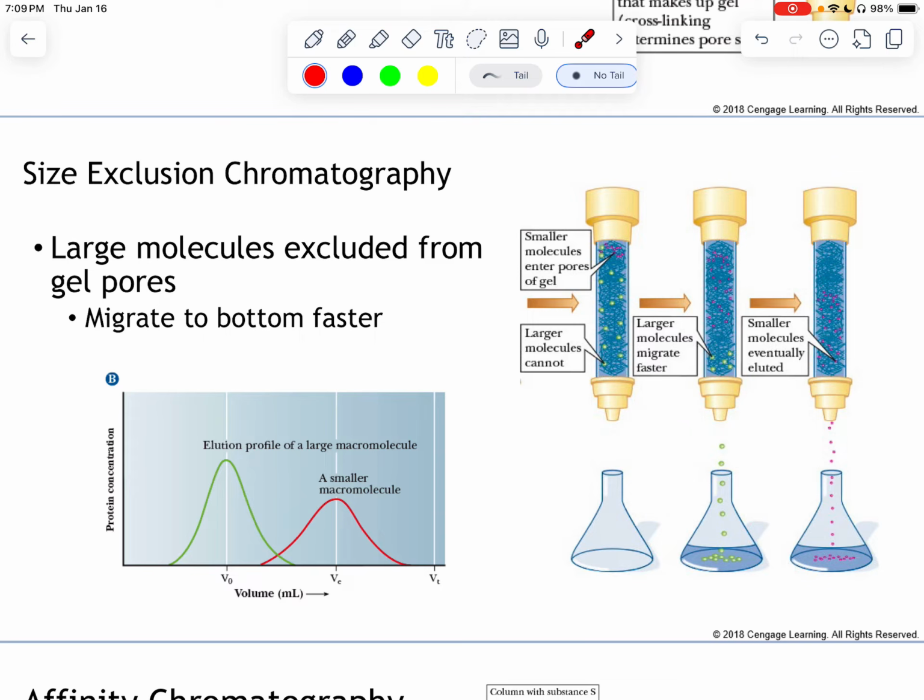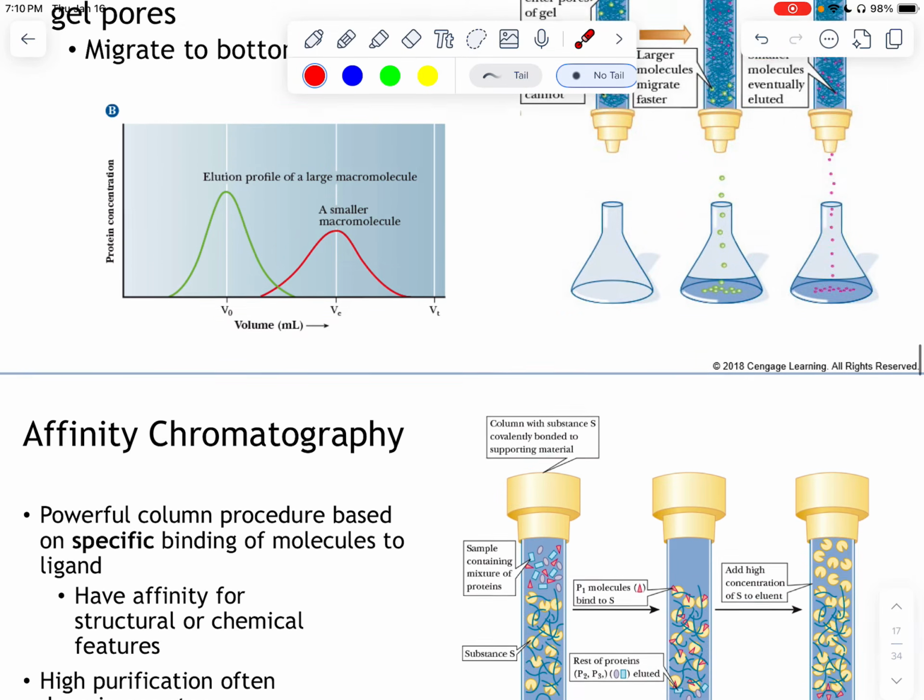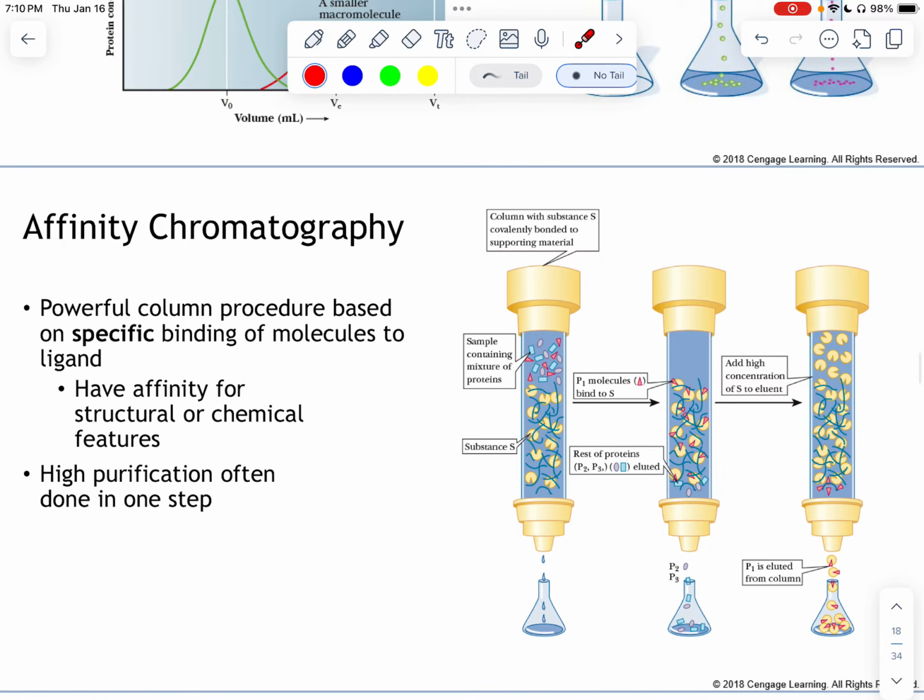All right, so size exclusion chromatography. There is one. Affinity chromatography. So this is a great process if you have some protein that very specifically binds to some ligand. So if you know, we are showing here this substance S, these little yellow shapes that look like Pac-Man, and they specifically bind to a protein.